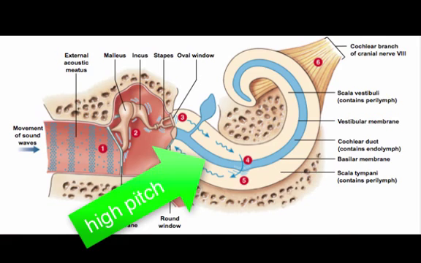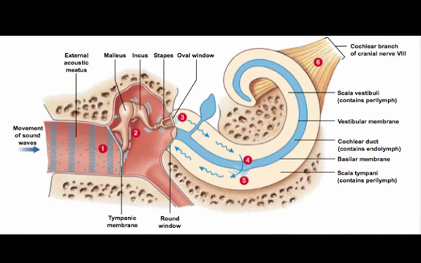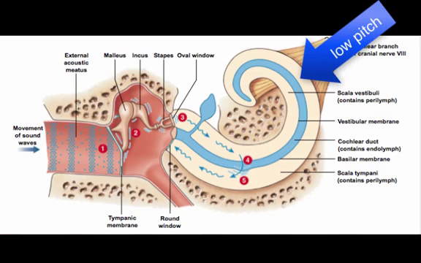If the frequency of the sound is high-pitched, it has a very short wavelength and will distort the basilar membrane closer to the base of the cochlear duct. If the frequency of sound is low-pitched, it has a long wavelength and will distort the basilar membrane closer to the tip of the cochlear duct.